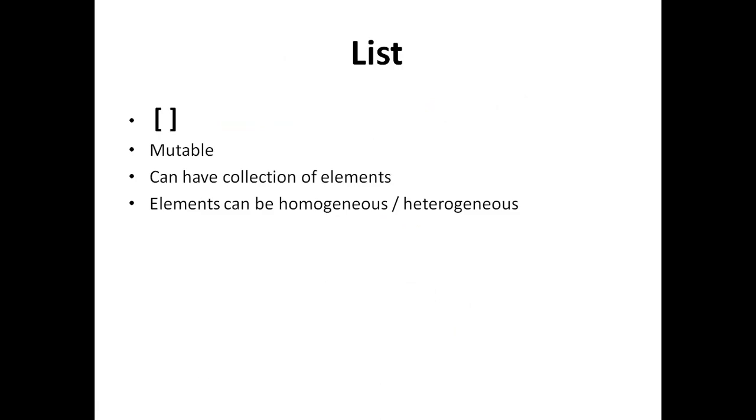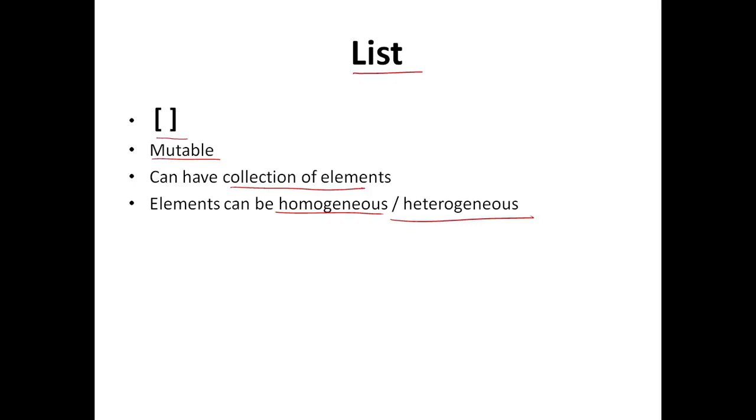In this lecture we are going to discuss the data type which is most used, that is the list, in detail. So first, the list is a mutable object and it is a collection of elements, and these elements could be of same type or different type. And the list in Python is represented using square brackets.